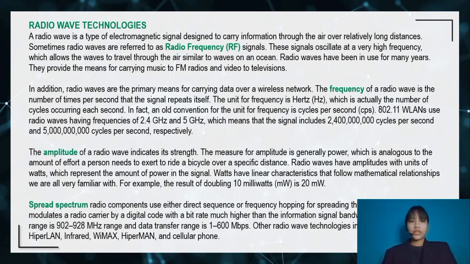Amplitude is the height of the wave. It also tells us how much energy a wave has. Waves with more energy have higher amplitudes. Or the amplitude is the power of the signal. The greater the amplitude, the greater the energy carried.